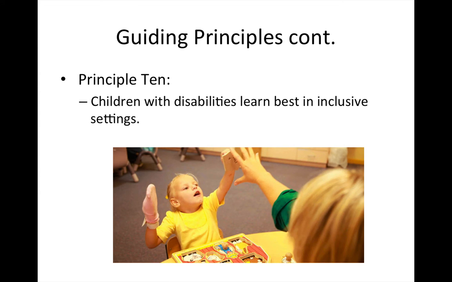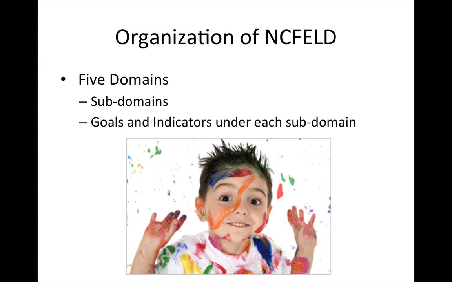Principle 7 is that children with disabilities learn best in inclusive settings. Inclusive settings where education and support are individualized to each child will really benefit not only children with disabilities, but it will benefit all children. So we need to remember that children with disabilities learn best in inclusive settings.